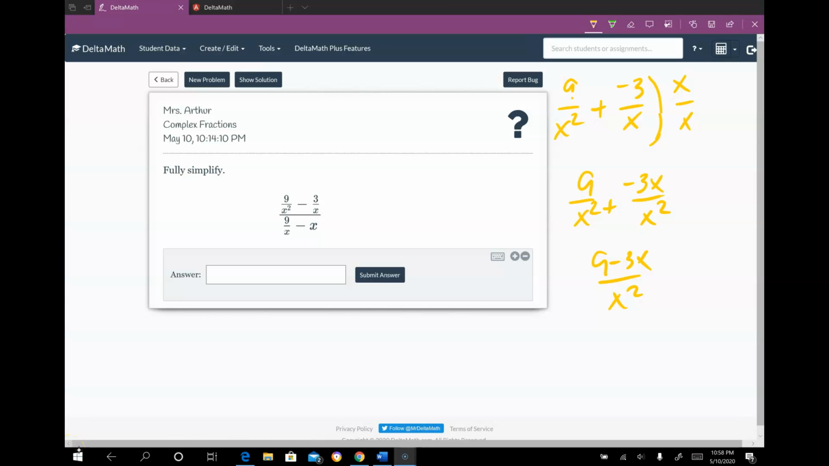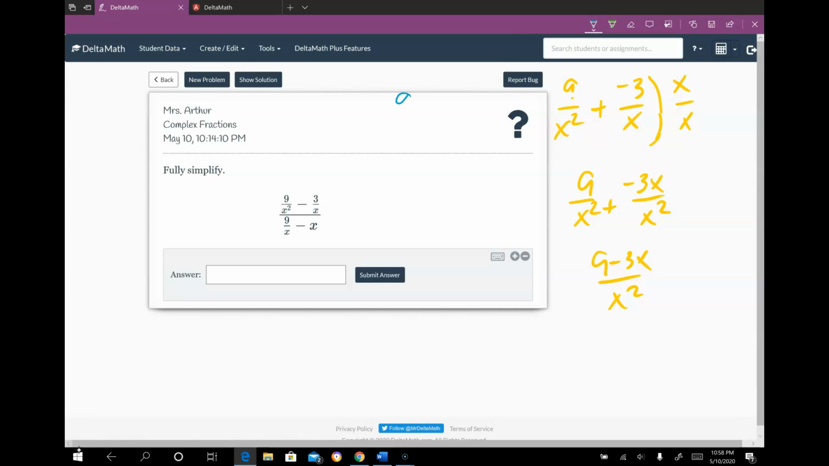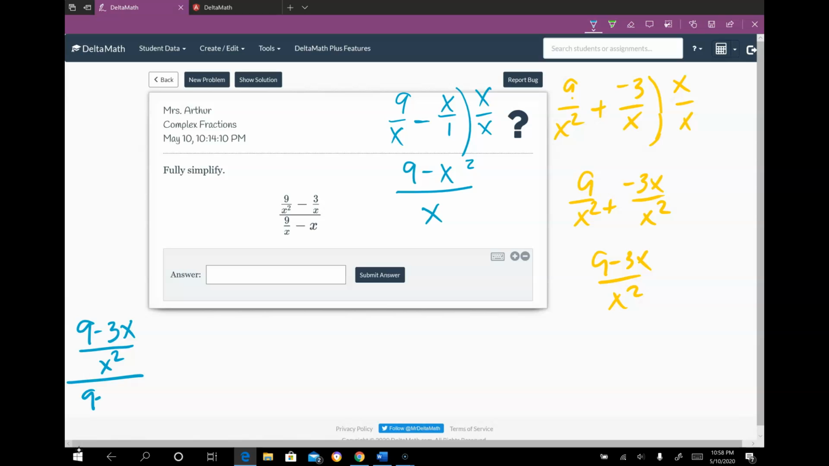Now the denominator also needs work too, so it's 9 over x minus x. We can put that x over 1 just like you do a whole number. I need to multiply this side by x over x, and I get 9 minus x squared. I'll have a common denominator of x. Okay, so now the numerator's right there. Now it's rewritten as 9 minus 3x over x squared all over 9 minus x squared over x.